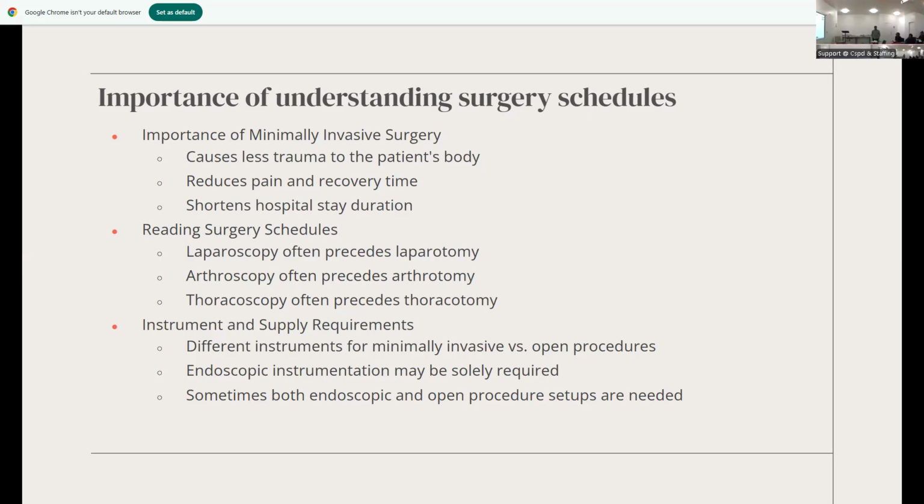All right. Instrument and supply requirement. Different instruments for minimally invasive versus open procedures. So if it is a small opening, the instruments are different; if it is what? Big.